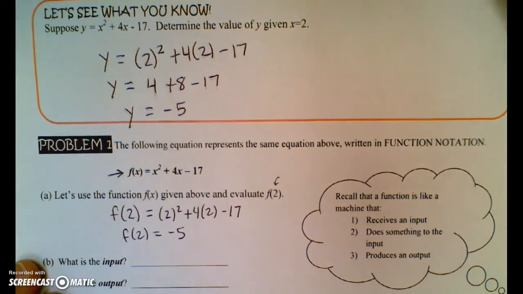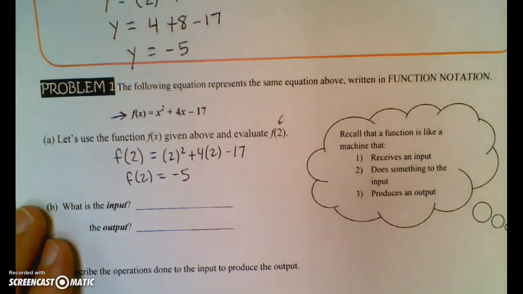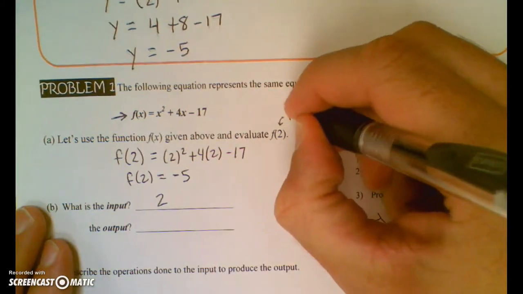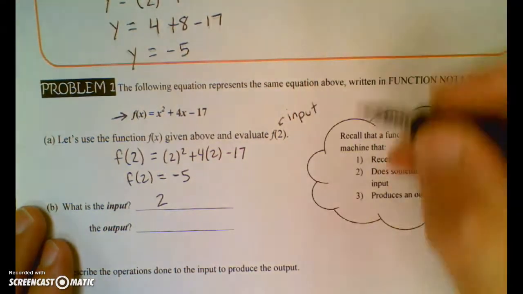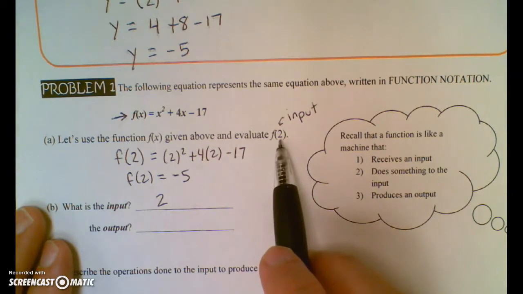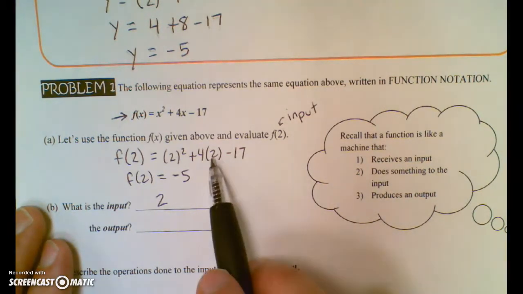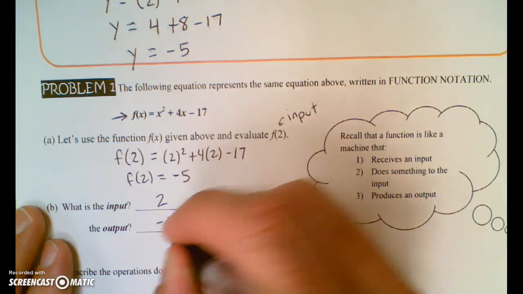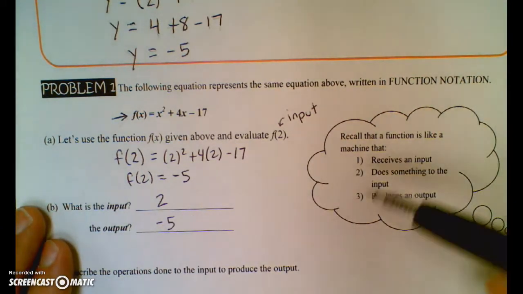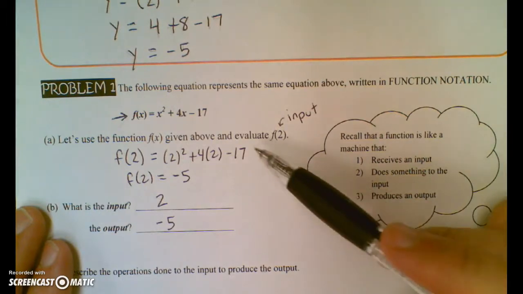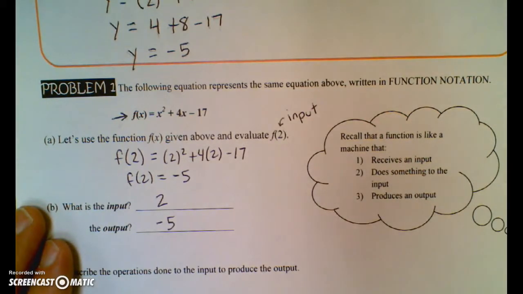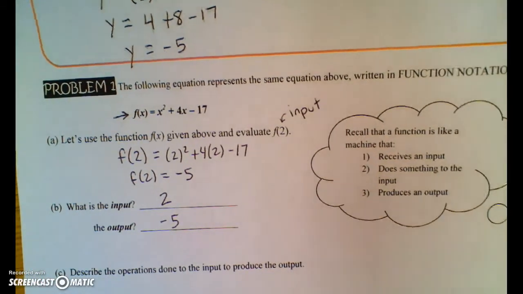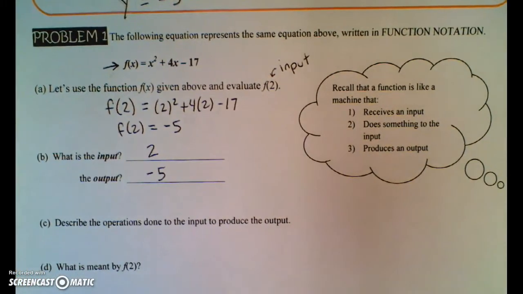So in this problem, what is the input? In this problem, the input was 2. And you can see that in the question because it's the number inside the parentheses. That's what you're inputting into the function. And the output was negative 5. So we're just taking our knowledge from Algebra 1 and applying it to the functions as we work with them in Algebra 2.